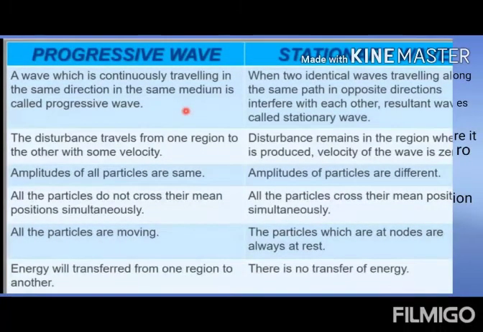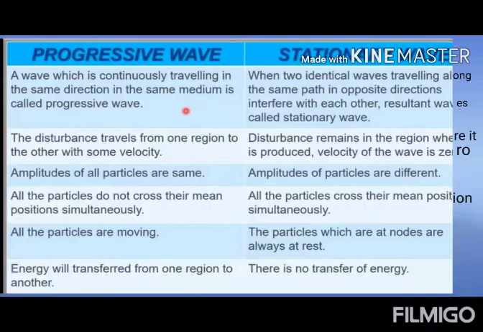The next article is to distinguish between progressive wave and stationary wave. So, you can write the first point is the definition of both the waves. A wave which is continuously traveling in the same direction in the same medium is called a progressive wave. Whereas a stationary wave is when two identical waves traveling along the same path but in opposite directions interfere with each other, the resultant wave is called a stationary wave.